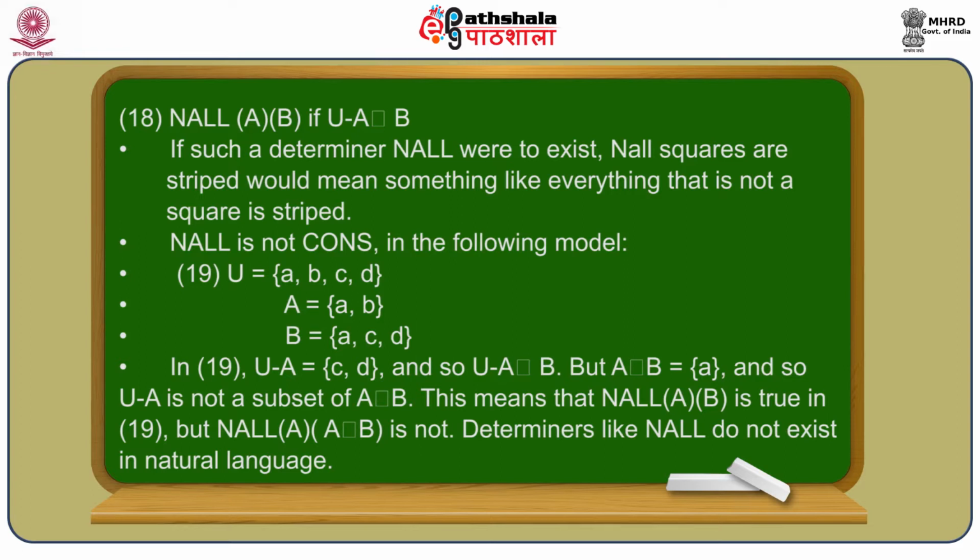You can very easily check this in a model in which the universe consists of a, b, c, d. A consists of a, b, and B consists of a, c, d. Here, U minus A is c, d, and so U minus A is a subset of B, but A intersection B equals a, and so U minus A is not a subset of A intersection B. So this means that null A B is true in 19, but null A, A intersection B is not. Determiners like null simply do not exist in natural language.